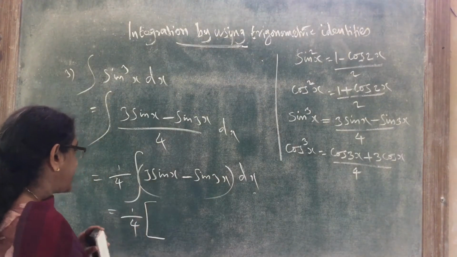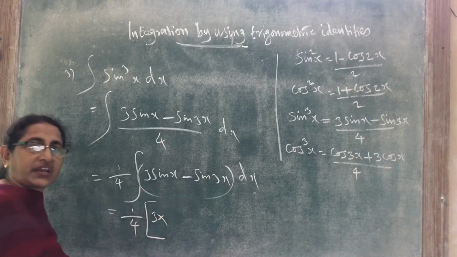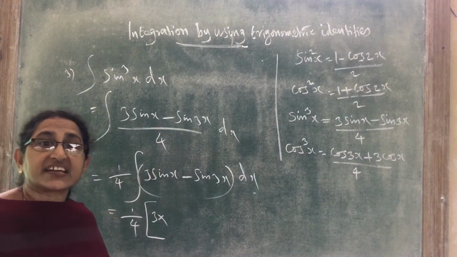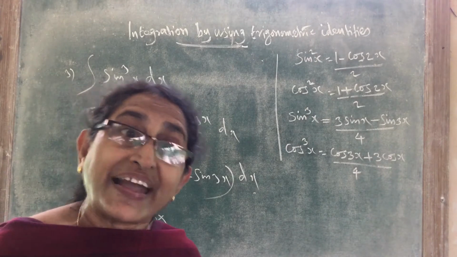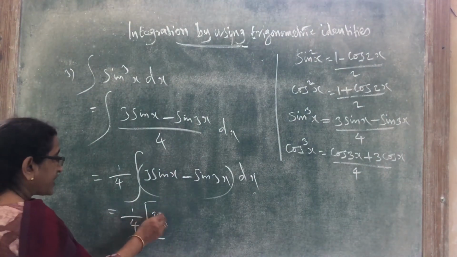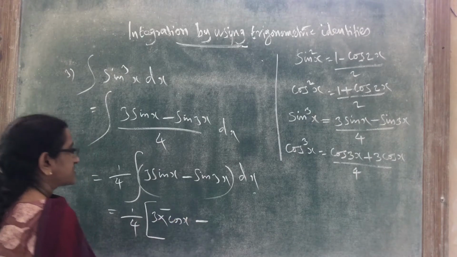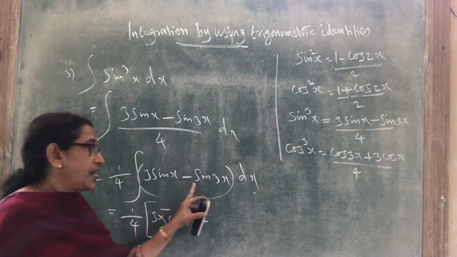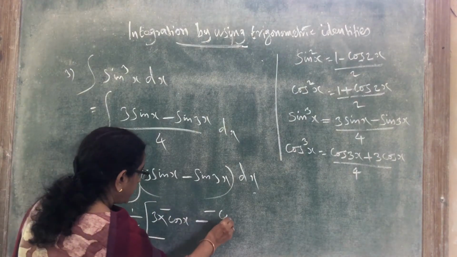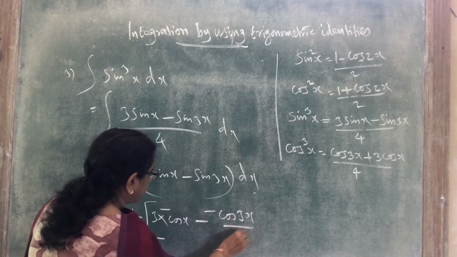What is the integral of 3 sin x? 3 is also a constant, 3 into. What is the integral of sin x? The integral of sin x is minus cos x. So 3 into minus cos x, minus. What is the integral of sin 3x? Minus cos 3x by 3.